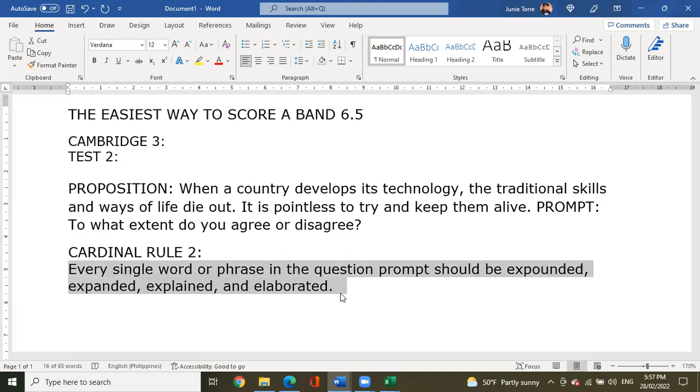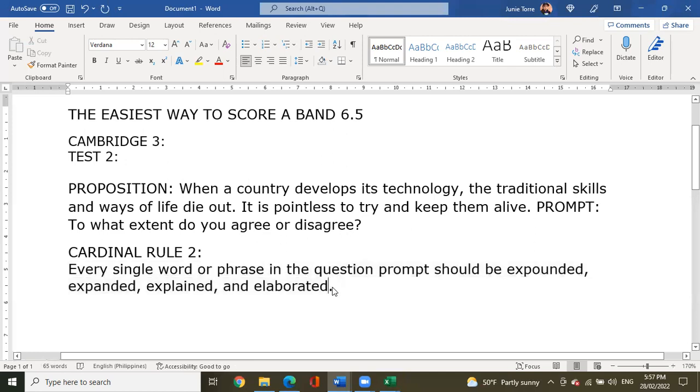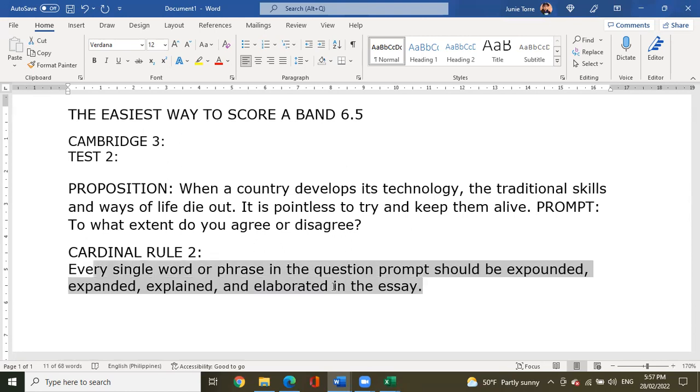The reason why she scored a band 6 is she violated cardinal rule 2. Every single word or phrase in the question prompt should be expounded, expanded, explained, and elaborated in the essay. In fact, if you comply with cardinal rule 2, you will already score a 6.5 at the very least. But if you do not comply with cardinal rule 2, you will score a 6. So that's my suspicion. I would have wanted to ask her what her question was, why she got band 6 when she writes so well. Do you follow, guys?